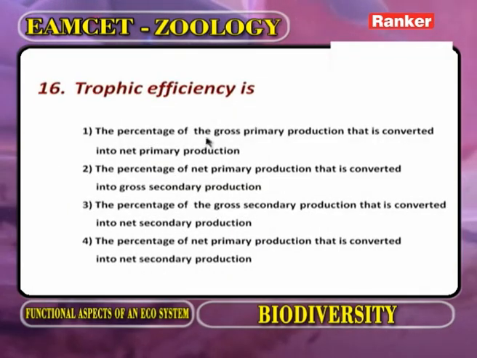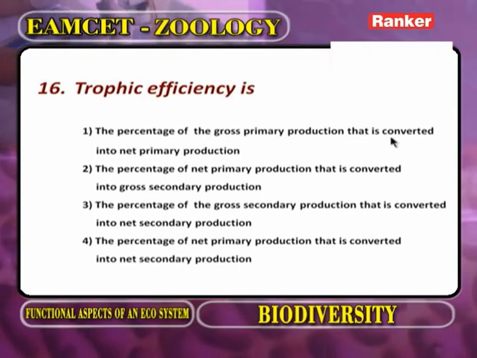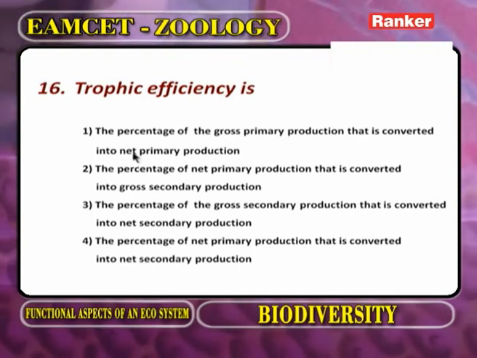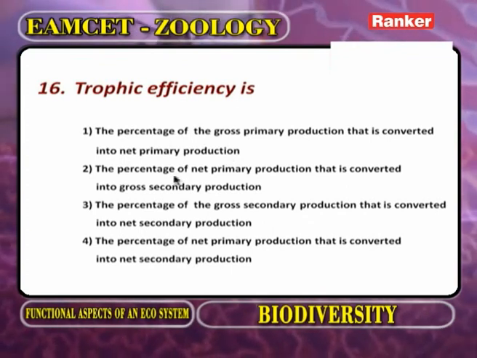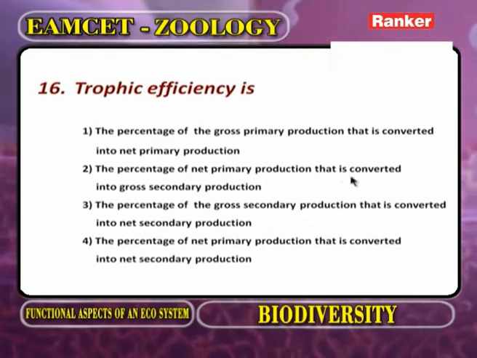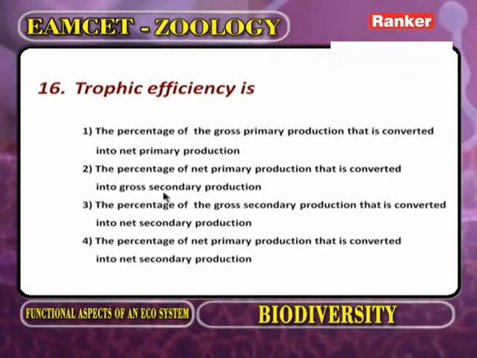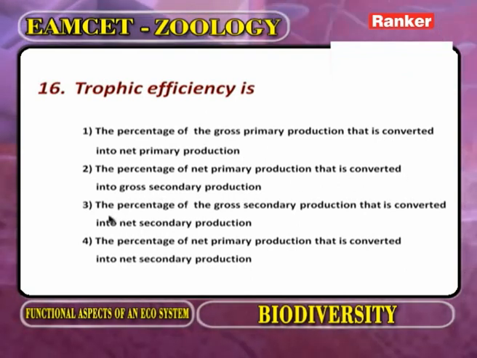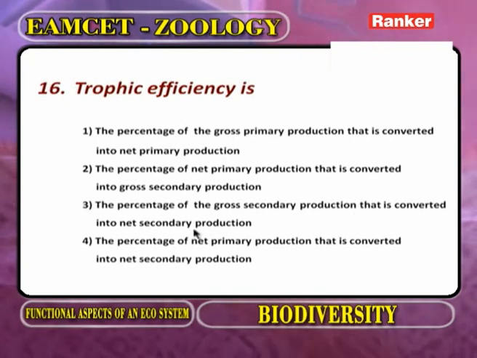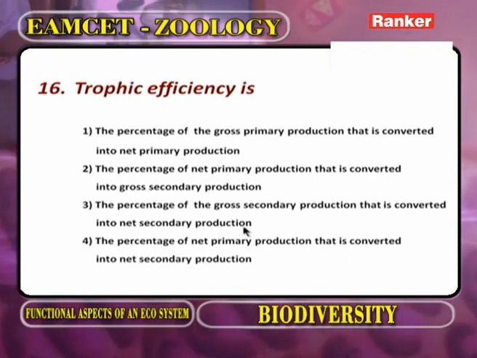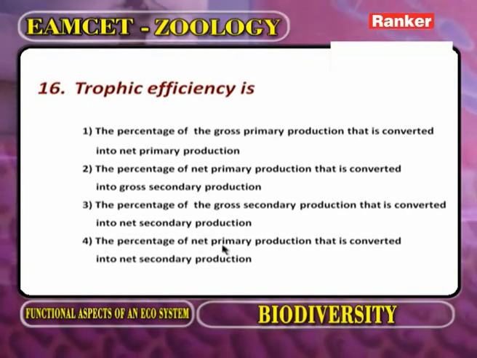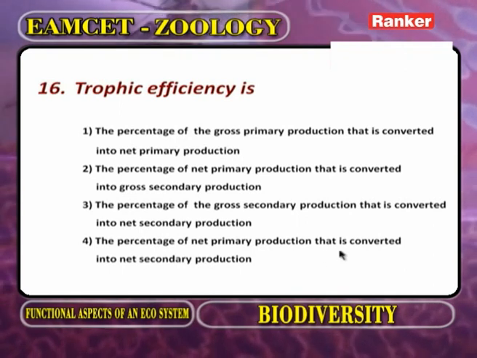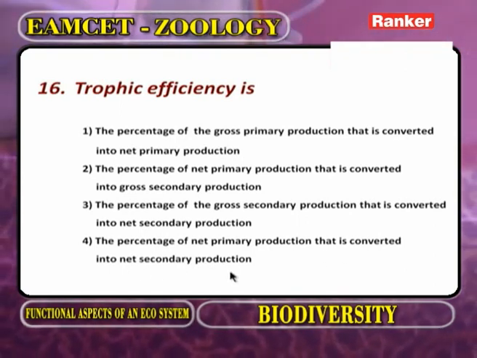Now here, what is the trophic efficiency? First option: the percentage of gross primary production that is converted into net primary production. Second option: the percentage of net primary production that is converted into gross secondary production. Third: the percentage of gross secondary production that is converted into net secondary production. What is the fourth option? The percentage of net primary production that is converted into net secondary production.